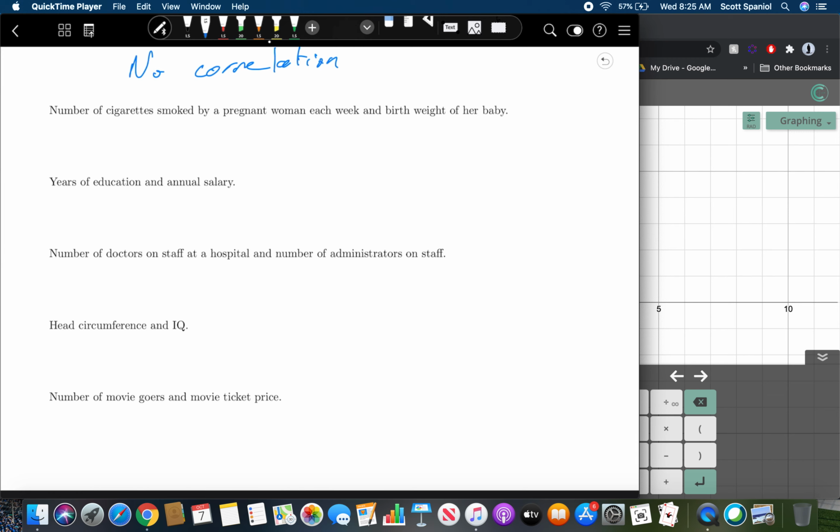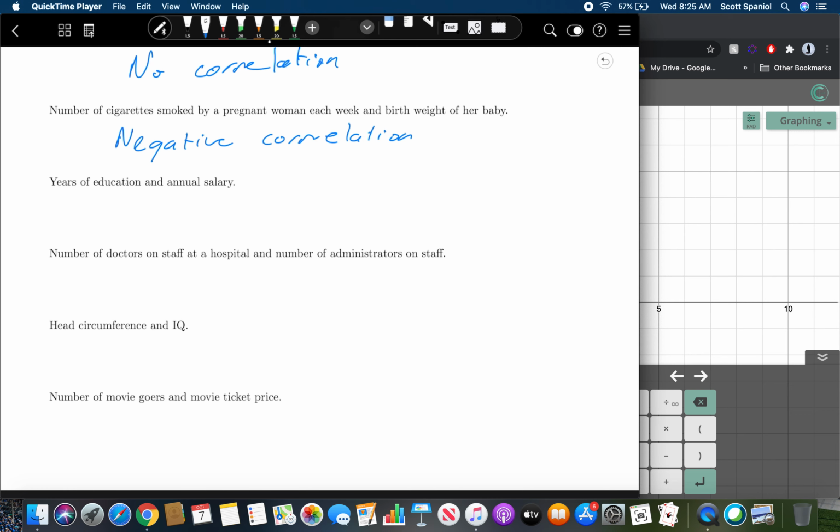So number of cigarettes smoked by a pregnant woman each week and birth weight of a baby. This one actually has a negative correlation. You might be able to guess that because smoking is bad in general, but it's also bad for a woman who's pregnant. And one of the things it can do is lower birth weight.